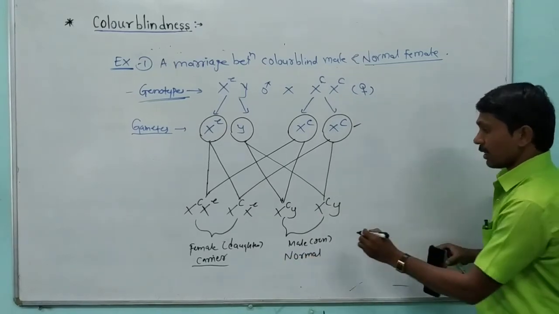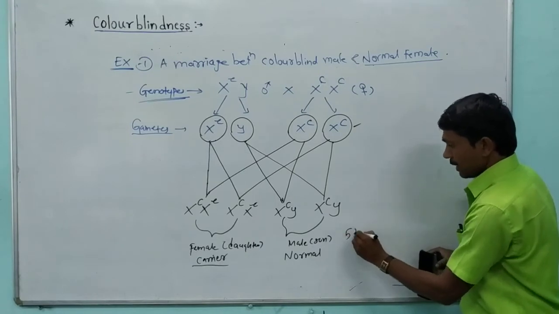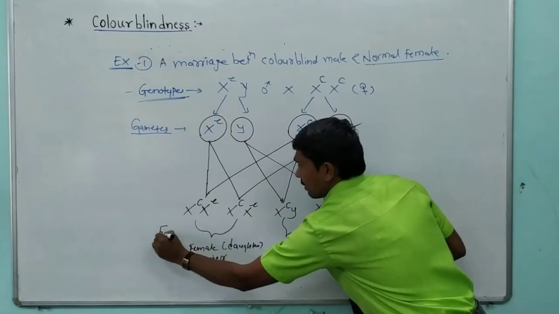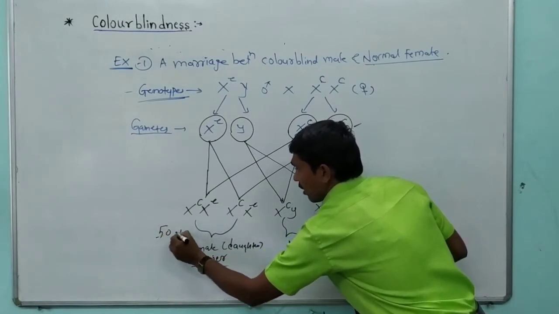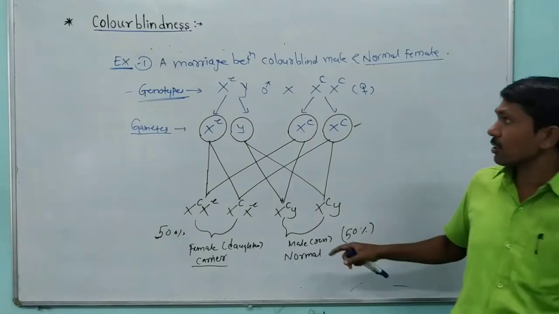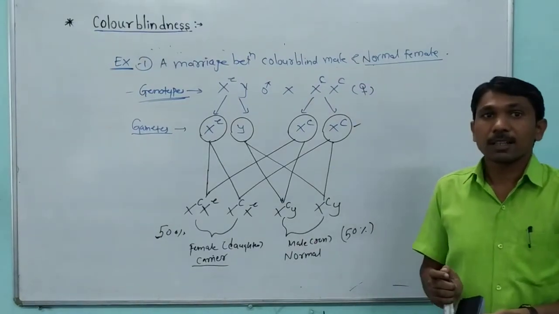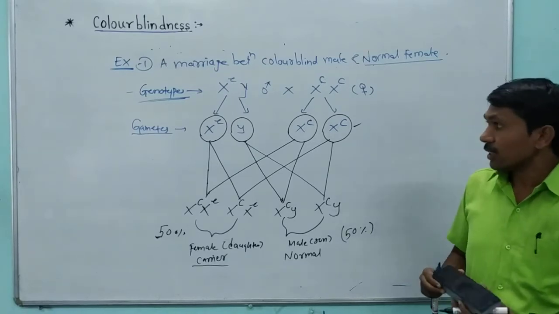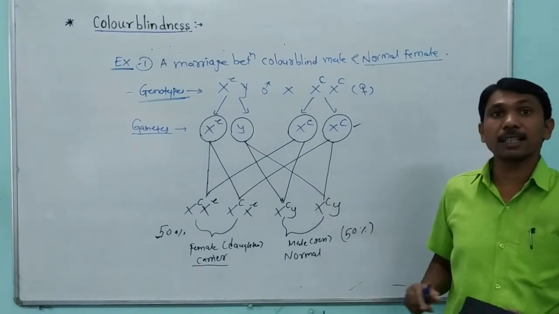Okay, so here 50% of offspring are normal and 50% of offspring are carriers for that disease. This is the first class on the basis of color blindness, a recessive disorder or the recessive X-linked disease.